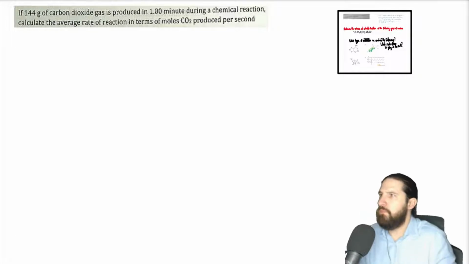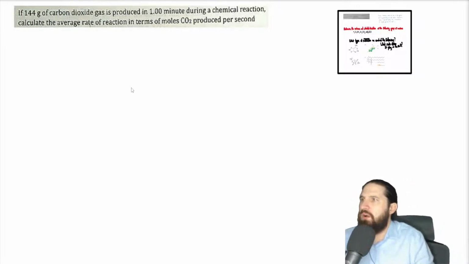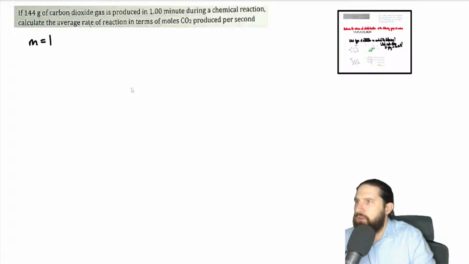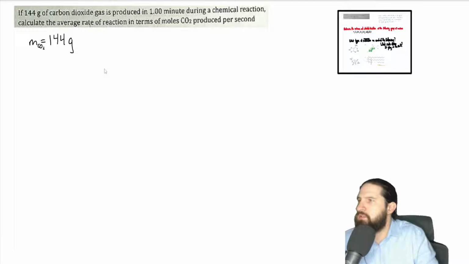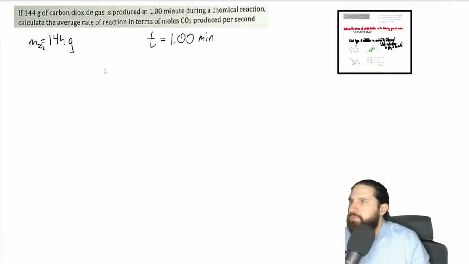So, if 144 grams of carbon dioxide gas is produced in 1 minute during a chemical reaction, okay, so I'm seeing a couple things here. Just to pick out, mass, and I might even call that mass of CO2, and it's produced in, okay, let's just call that time. Let's just call that 1 minute. During a chemical reaction. Calculate the average rate of reaction.